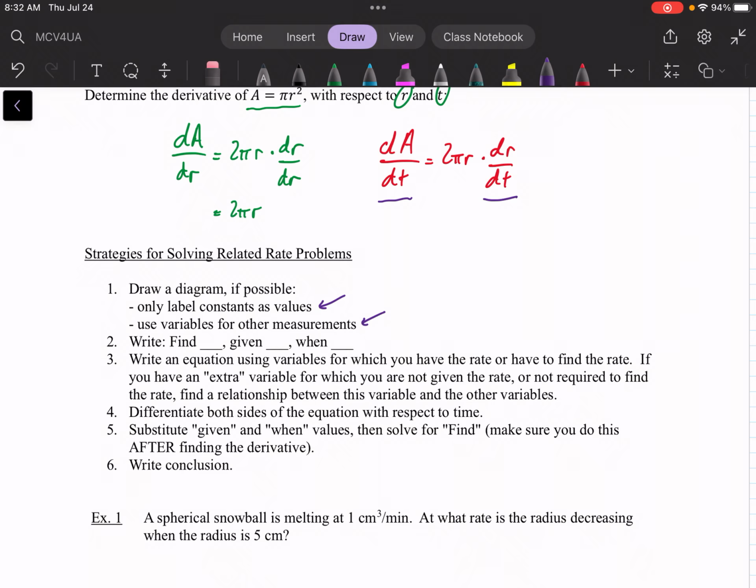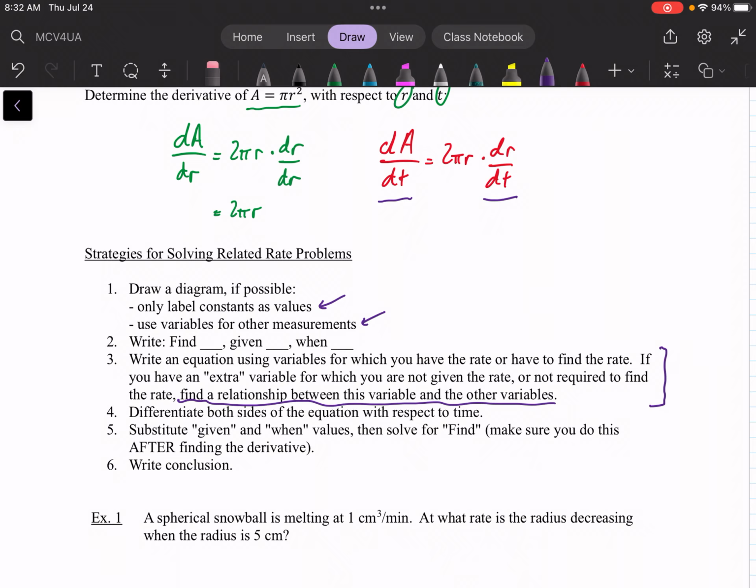Now this requires writing an equation using variables for which you have the rate, or have to find the rate. If you have any extra variable for which you are not given the rate, or are not required to find the rate, find the relationship between that variable and the other variables. Sometimes that is a really tricky part to find. I'll show you an example of something like that in just a moment.